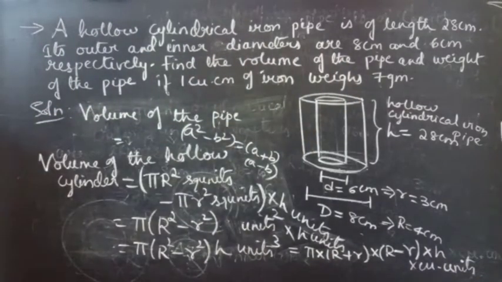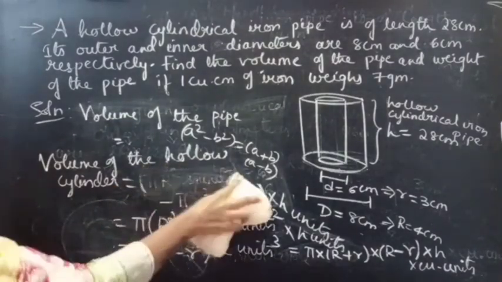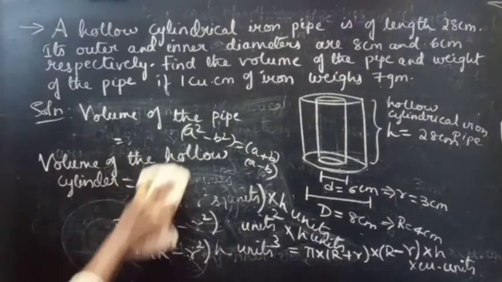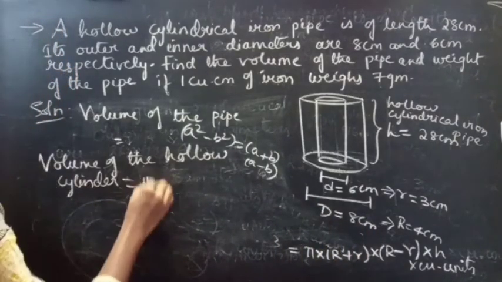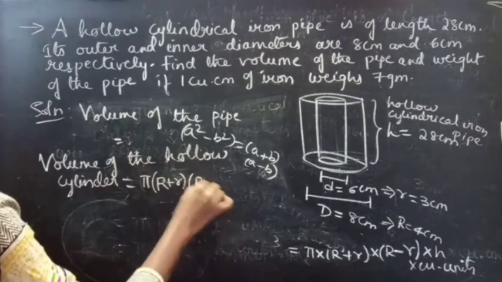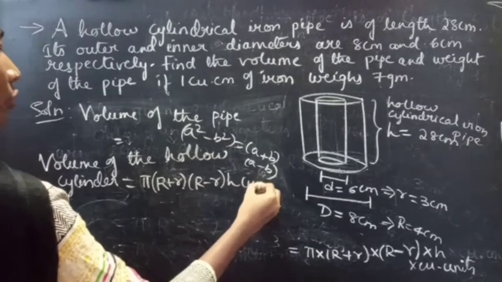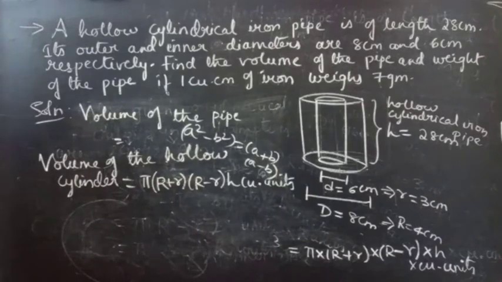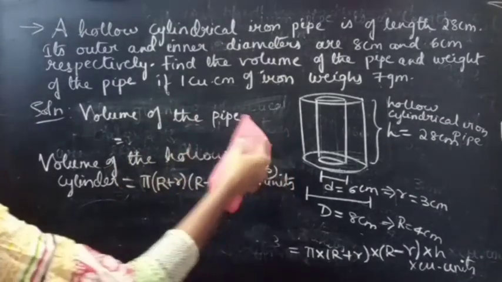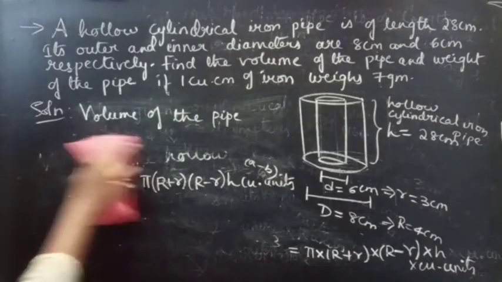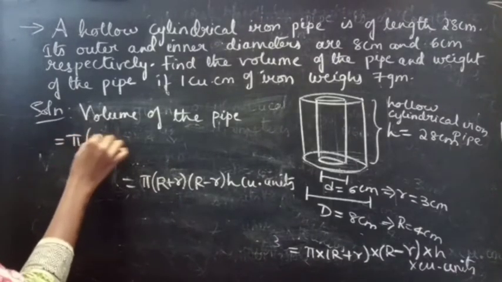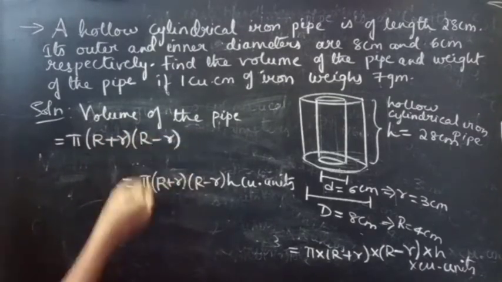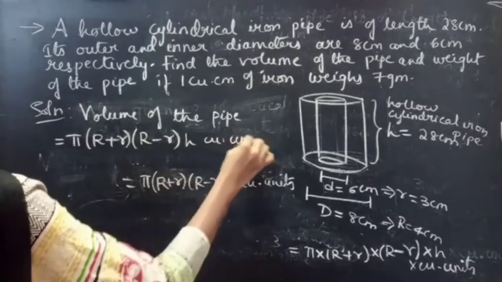Fine. So now we are having the volume of hollow cylinder formula, which equals pi into capital R plus small r into capital R minus small r into h into cubic units. Okay, so now it is easy to find the volume of the pipe. We can use this formula to find the volume of the pipe.